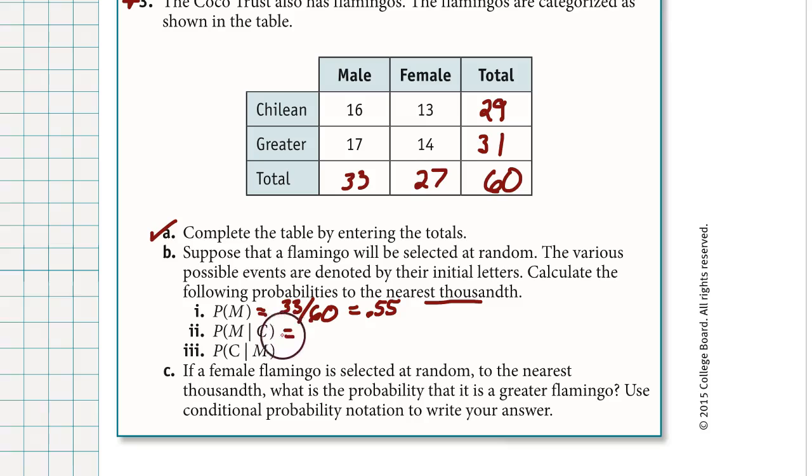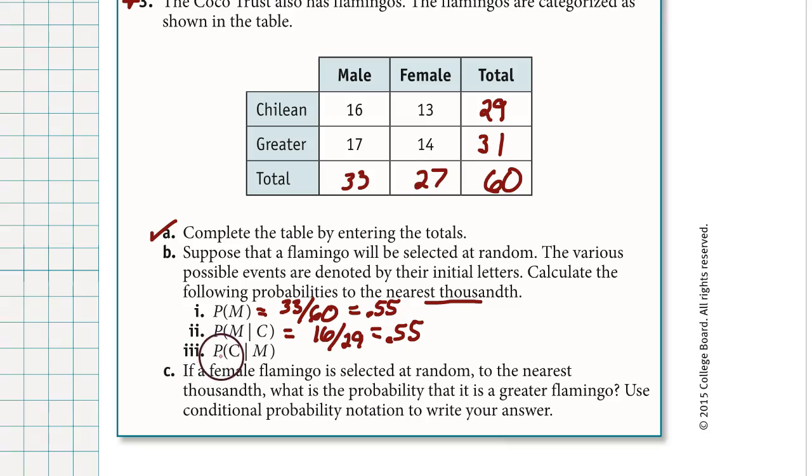Here are the answers. For number 2, we want the probability that the bird is male, given that we already know it's Chilean. So in the Chilean row, there are 16 male birds, and if we already know the bird is Chilean, there were 29 of those. 16 out of 29. Coincidentally, this is also 0.55.